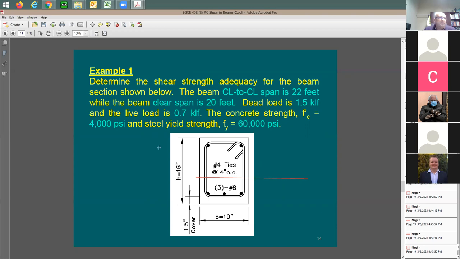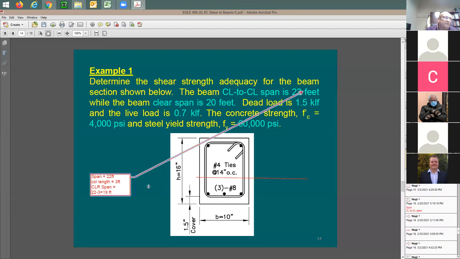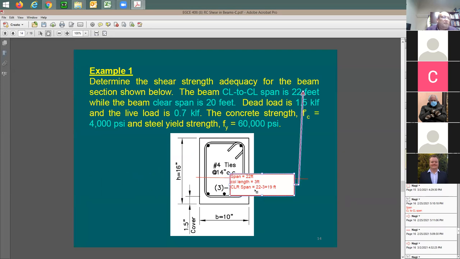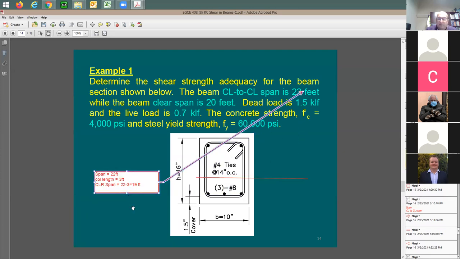Let me make this problem up. Let me comment on this. Let's say span equals 22 feet. Column length, how much? 3 feet. How much is the clear span? 20 feet. 20? Oh, 19. Make sense or no? Yeah. Why? Explain it to me, please.